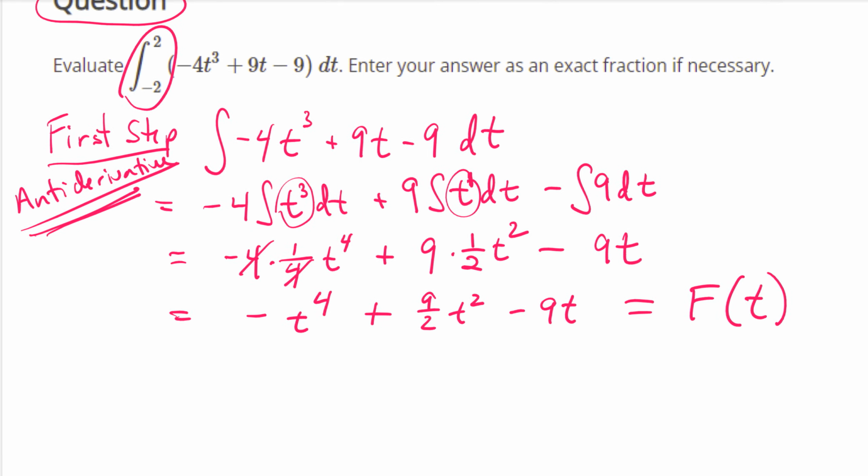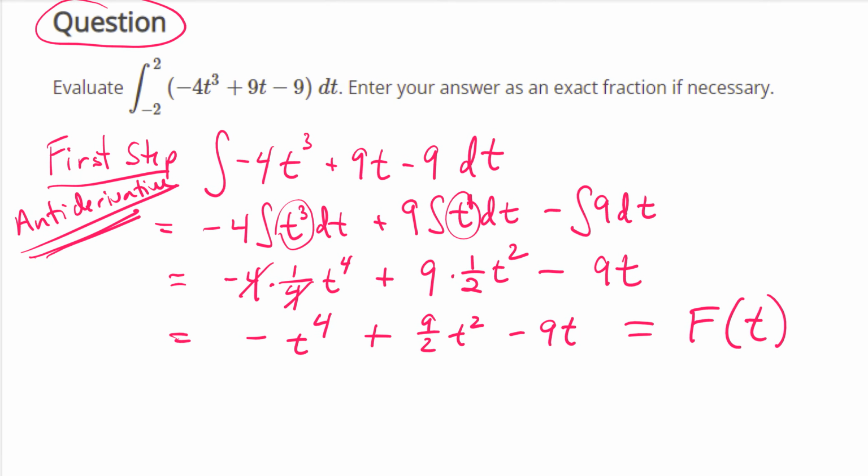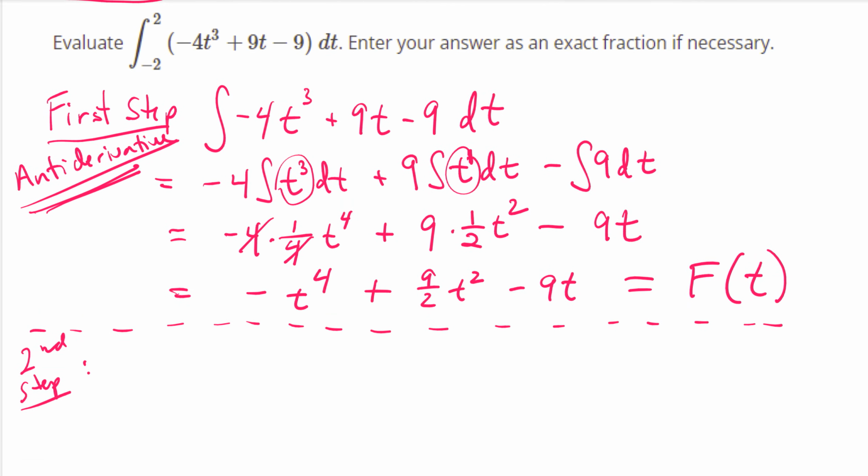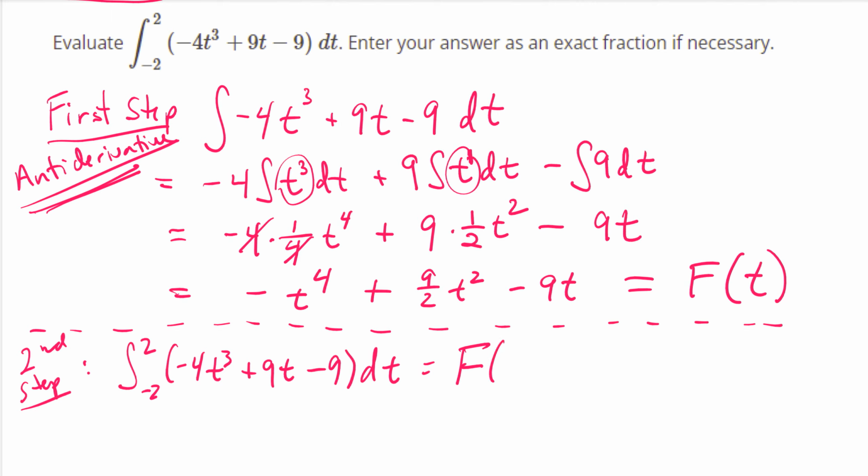But remember, this is a definite integral, and the final answer is a number. The way we proceed in the second step to get what we want, the definite integral from -2 to 2 of -4t to the third plus 9t minus 9 dt, is to evaluate capital F, which we've just found, the function up above, of b, which is the number 2, minus capital F of a.